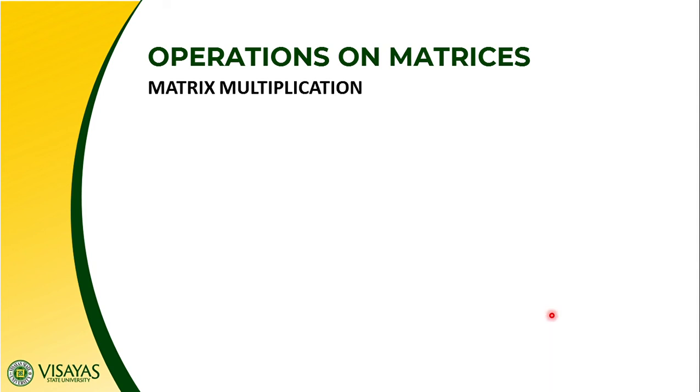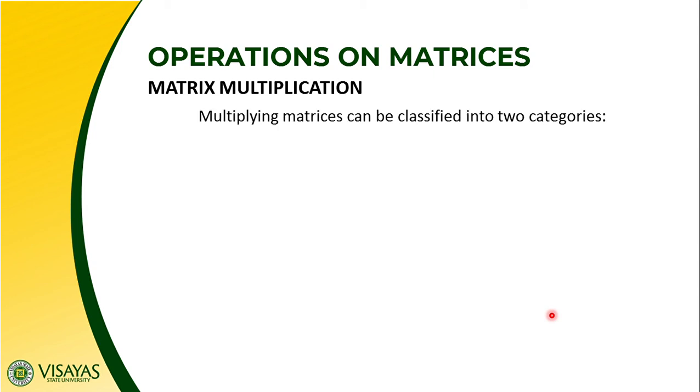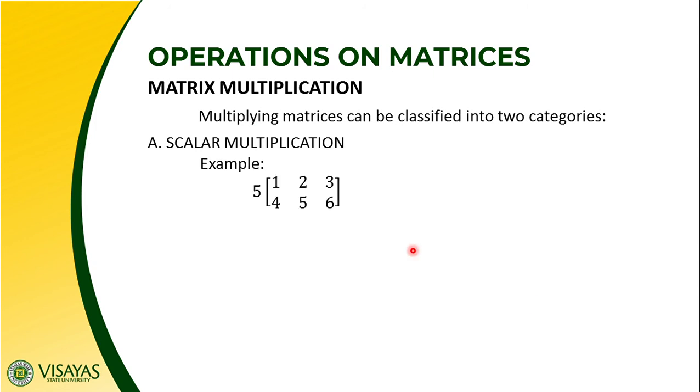So next we have matrix multiplication, and here on matrix multiplication, this is divided into two categories. First, we have the scalar multiplication. So what do we mean by scalar multiplication? For example, we have here a matrix containing elements 1, 2, 3, 4, 5, and 6. So as you can observe, we have here a number outside the matrix. So this one is what you call the scalar. So this number 5 here outside the matrix is what you call the scalar.